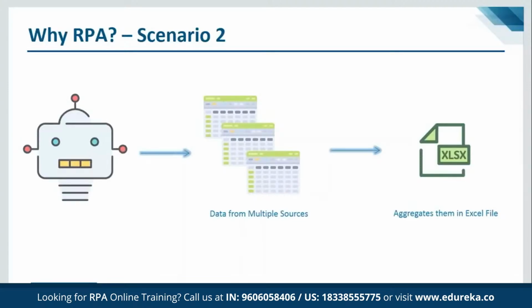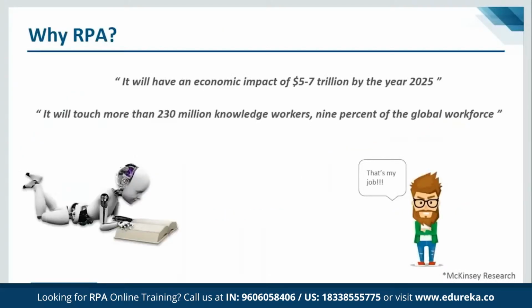So in some situations automation becomes a boon, and in some situations it could actually be a threat to your job. Let me give you some facts. According to McKinsey, by the year 2025 there'll be an impact of $5 to $7 trillion.